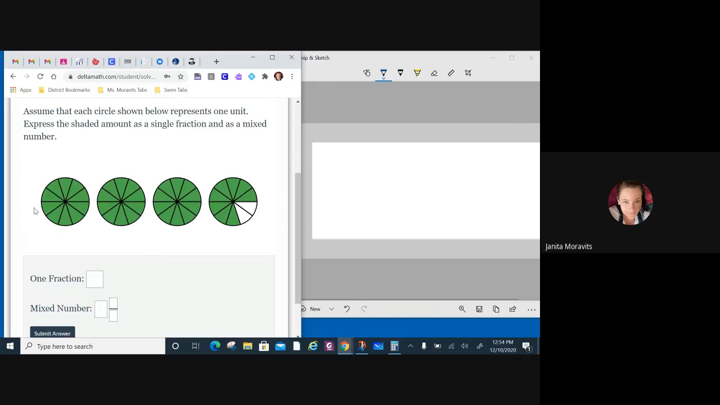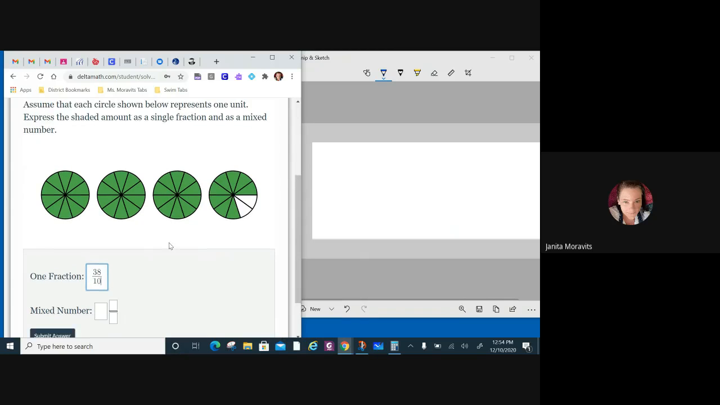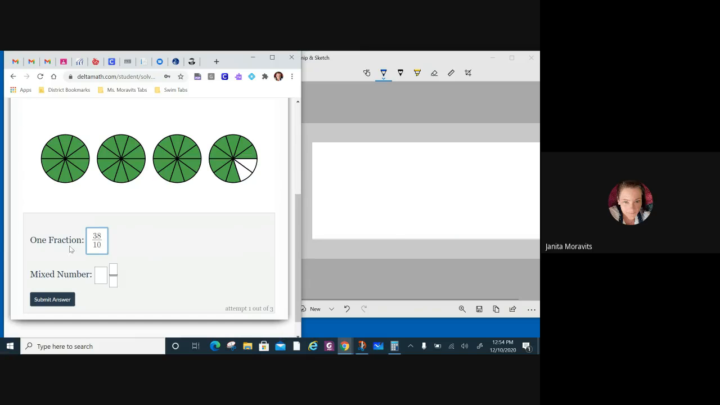So as one fraction, you have pieces of 10. And then how many do you have shaded? Well, here's 10, 20, 30, and then 31, 32, 33, 34, 35, 36, 37, 38. So we have 38 pieces shaded. And remember to use your little slash key. And there are 10 in each one. All right. Now you've got it as one fraction.